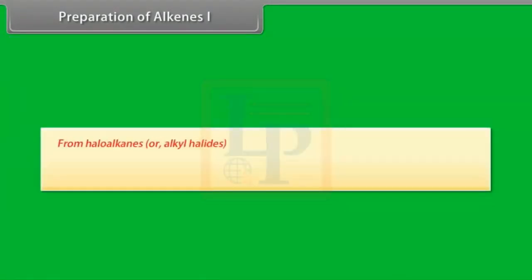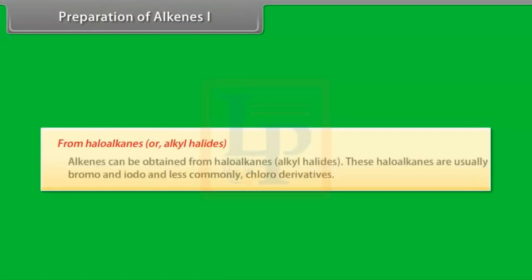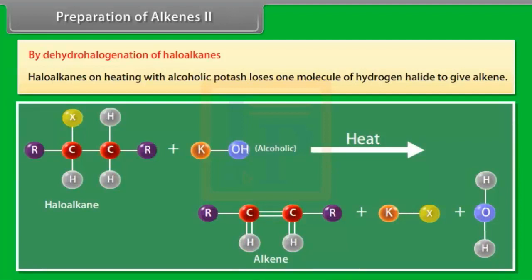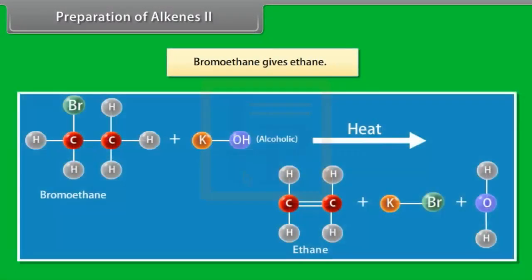From haloalkanes or alkyl halides. Alkenes can be obtained from haloalkanes, alkyl halides. These haloalkanes are usually bromo and iodo and less commonly chloro derivatives. Preparation of alkenes Part 2. By dehydrohalogenation of haloalkanes. Haloalkanes on heating with alcoholic potash lose one molecule of hydrogen halide to give alkene. Bromoethane gives ethene.